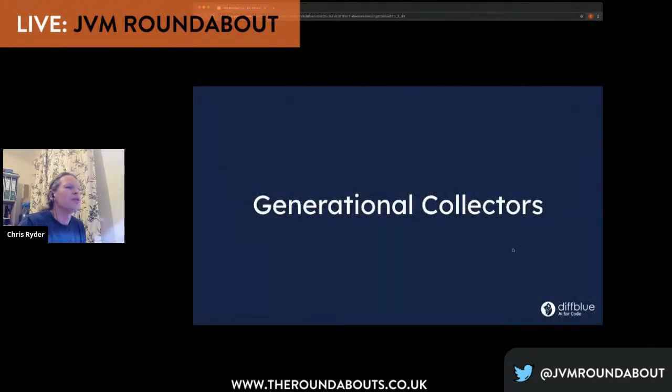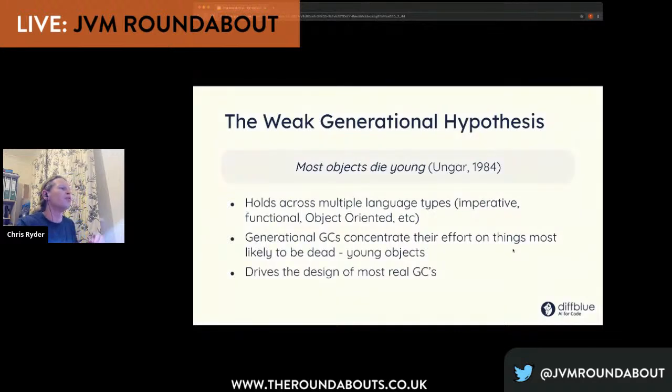So we can deal with the repeated copying a bit with what's known as generational collectors. This is driven by what's known as the weak generational hypothesis, which is an observation by Dave Ungar in 1984, that most objects die young. This actually holds across most types of languages, so imperative, functional, object-oriented. The idea of generational GCs is that you concentrate your work on the things that are most likely to be dead, so the younger objects. And this, to a large extent, drives most modern, real-world GC algorithms.